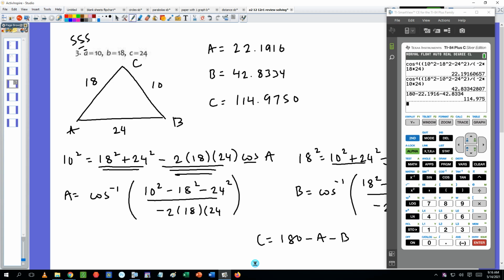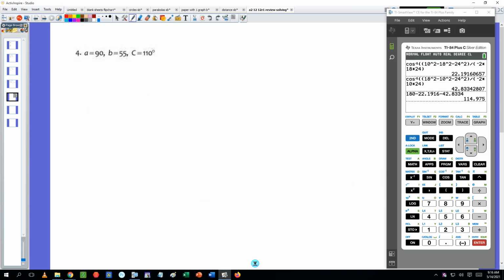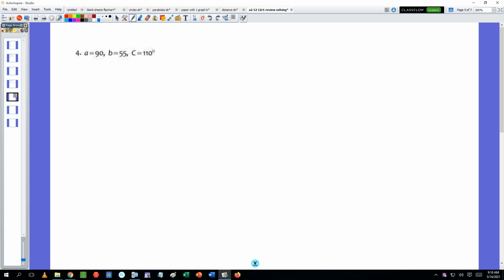Another one. Number 4. Not a right triangle, so just something kind of basic just to collect my data. Baby a is across from angle A. Baby b is 55. And big C, the angle, is 110. This is a side-angle-side. This is also a law of cosines problem.